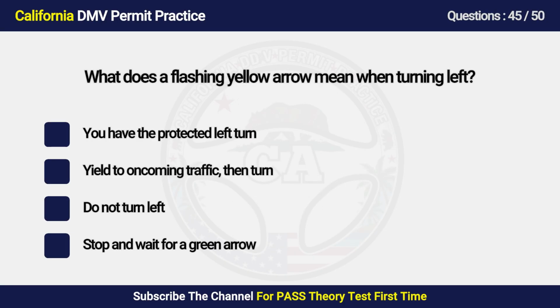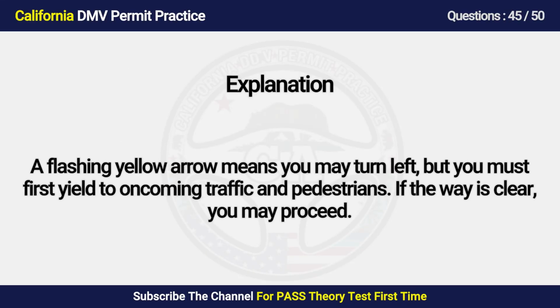Question 45. What does a flashing yellow arrow mean when turning left? A. You have the protected left turn. B. Yield to oncoming traffic, then turn. C. Do not turn left. D. Stop and wait for a green arrow. Answer is B. Yield to oncoming traffic, then turn. A flashing yellow arrow means you may turn left, but you must first yield to oncoming traffic and pedestrians. If the way is clear, you may proceed.